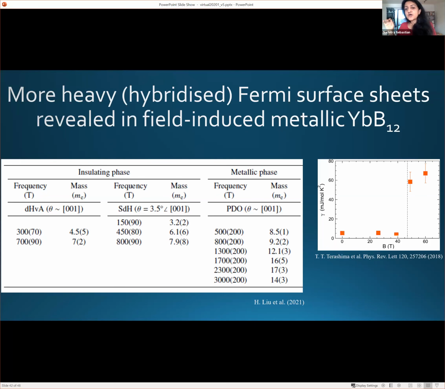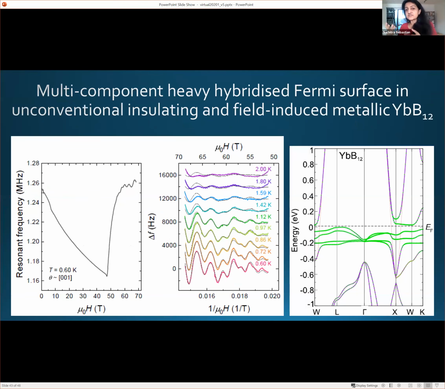What it is consistent with is earlier heat capacity measurements by Terashima et al., which show a sudden increase in the value of gamma as you cross the metallization, consistent with these new large, heavy Fermi surface sheets onsetting beyond the metallization transition. What is still an open question, because we don't have a nice Fermi surface model to compare it to, is what Fermi surface model can explain this multi-component heavy hybridized Fermi surface on both sides, the unconventional insulating and the field-induced metallic YbB₁₂.